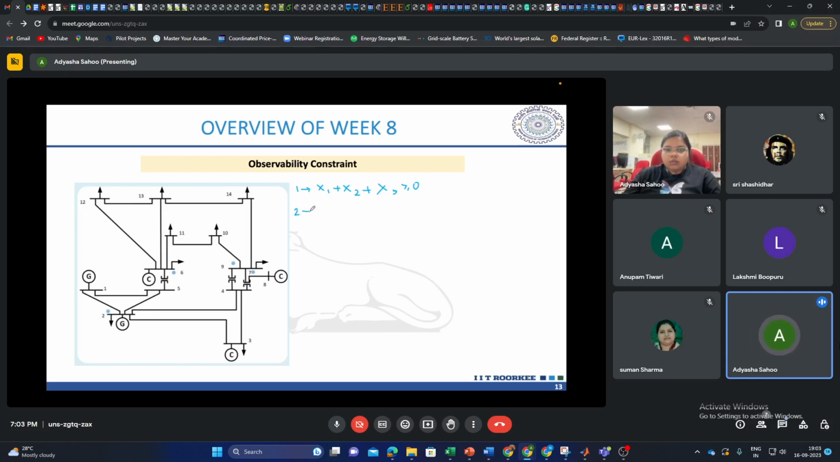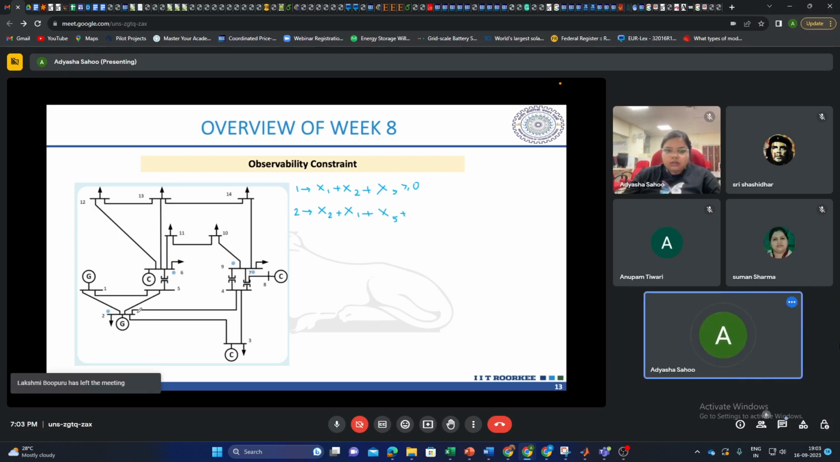So if we consider bus 2 similarly, it will be x2 plus, what are the lines originating from this bus 2? We have line 2 1, so x1, plus we have line 2 5, so x5, plus we have line 2 4, so x4, and another line 2 3, so x3, that should be, sorry, greater than or equal to 1.